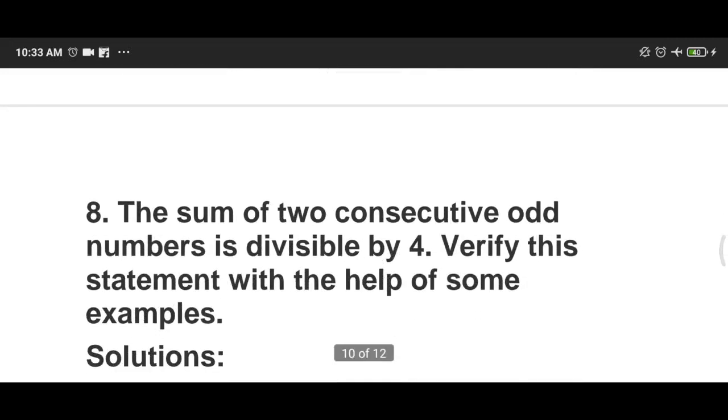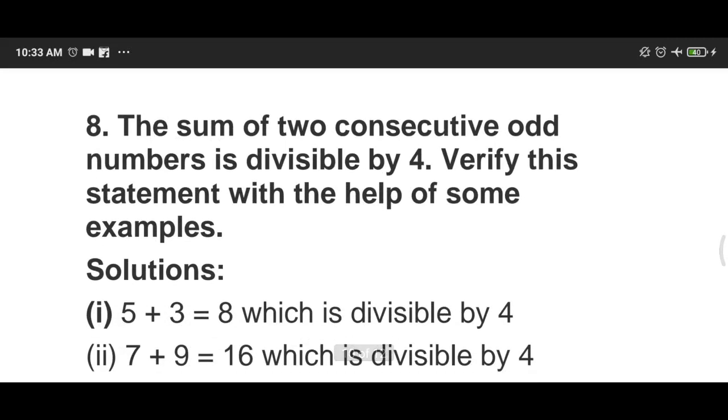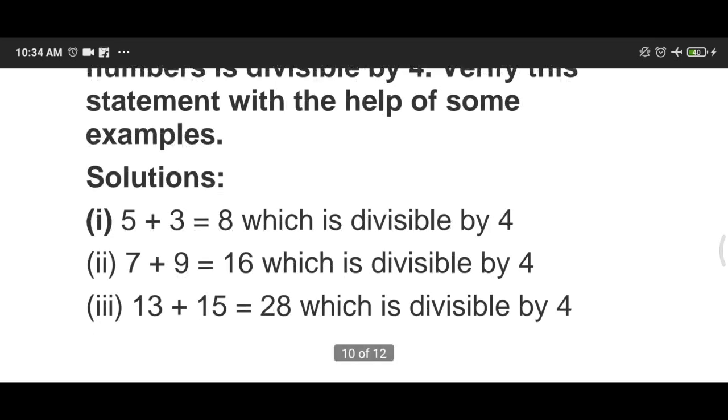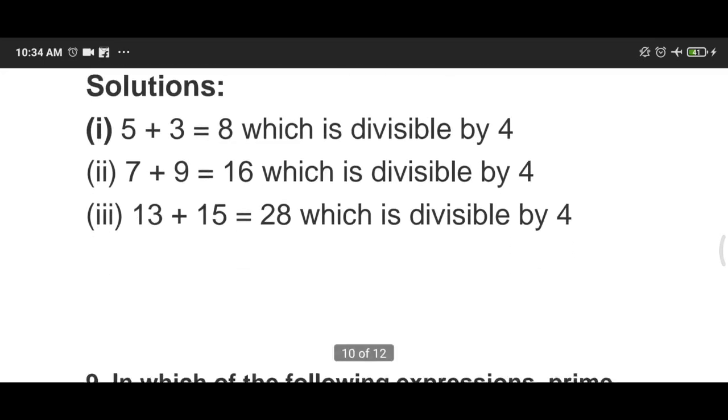Now question number 8. The sum of two consecutive odd numbers is divisible by 4. Verify this statement with the help of some examples. So consecutive odd numbers are 1, 3, 5, 7. These are consecutive, meaning without dropping any number. All the odd numbers we will take line wise. So 5 plus 3 we get 8. It is divisible by 4. 7 plus 9 is 16. It is also divisible by 4. 13 and 15 make 28. It is also divisible by 4.